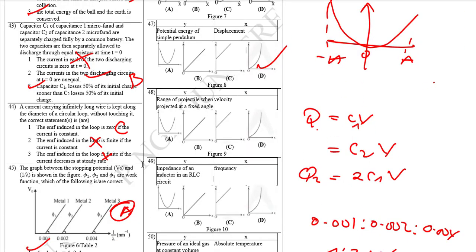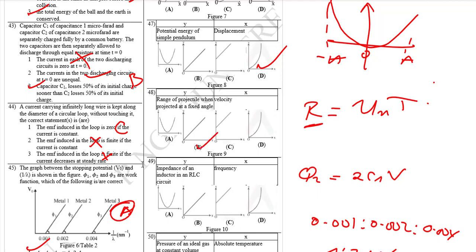Number 48. The range of a projectile at a fixed angle versus the velocity. What's range? Range is your horizontal velocity times the period. So if you are plotting the range versus velocity, you are going to observe a straight line graph passing through the origin. So it's going to be B.